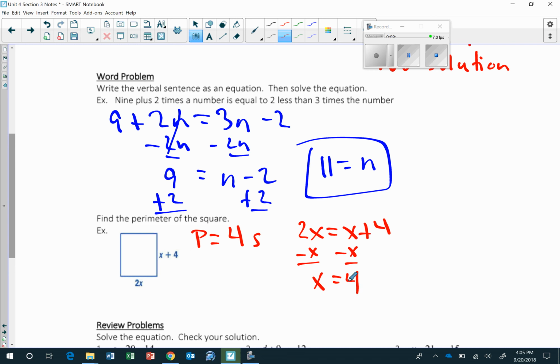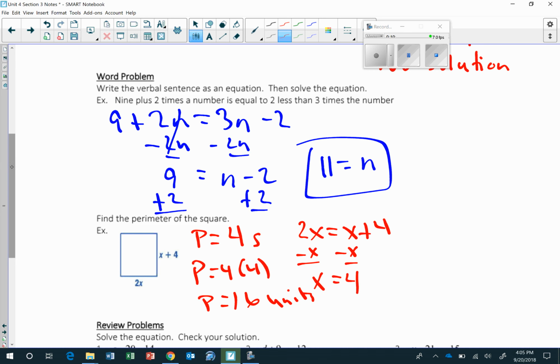Now the question says find the perimeter. My perimeter is not 4. I need to plug that in for my side length, so I'll do 4 times 4 and I can see that the perimeter is 16. And I'll write 16 units because I don't have a unit there.